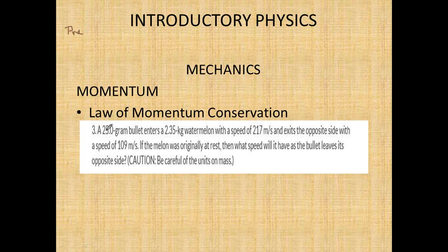So let's look at the bullet. The momentum of the bullet. So the system consists of the bullet and the watermelon. So the momentum of the bullet is the mass of the bullet. When we convert the mass to kilograms, we get 0.25 kilograms. And you multiply it by the speed of the bullet, which is 2.17 meters per second.